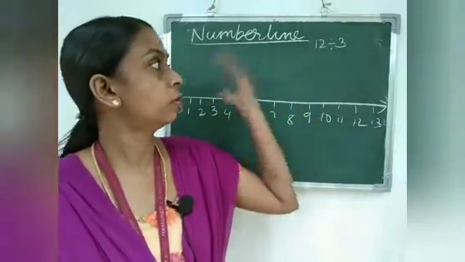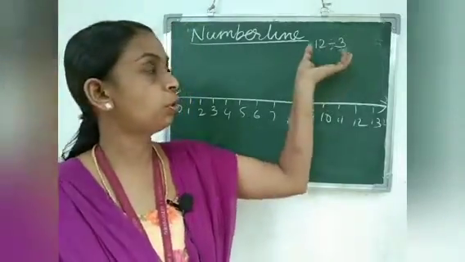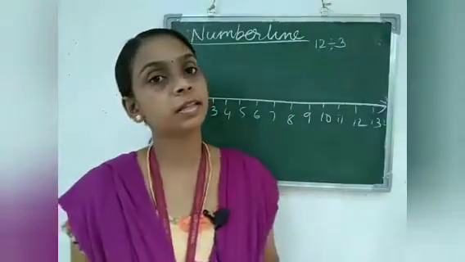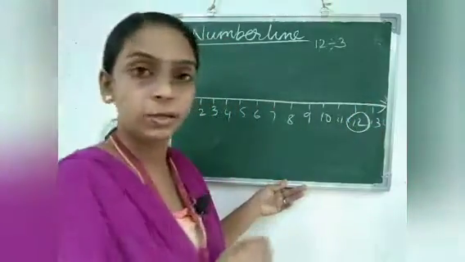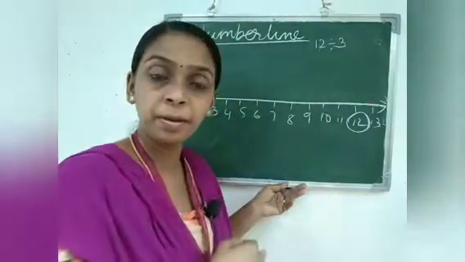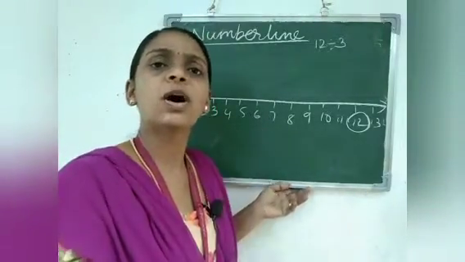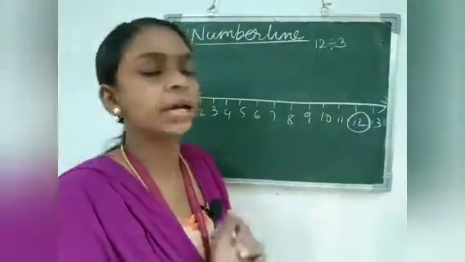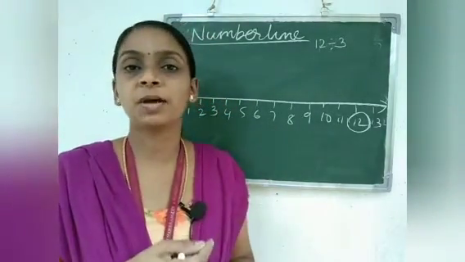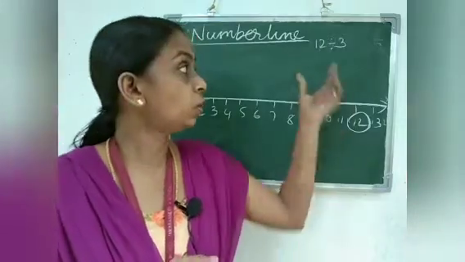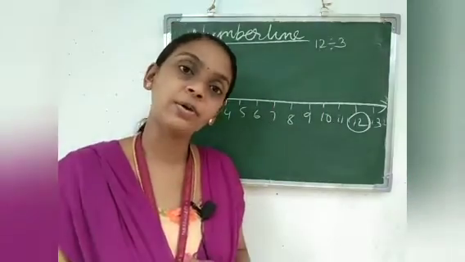Now I wrote one question here. 12 divided by 3. We have to do 12 divided by 3 using the number line. So we have to mark 12 and jump backward. At a time which number do we have to take? Tell me all of you. Here 12 divided by 3, so yes, at a time we have to take 3.